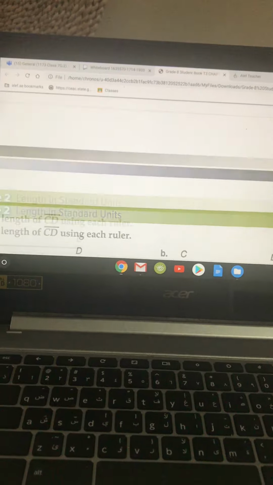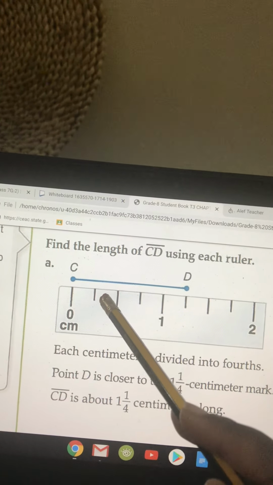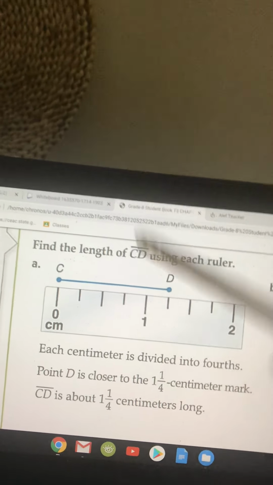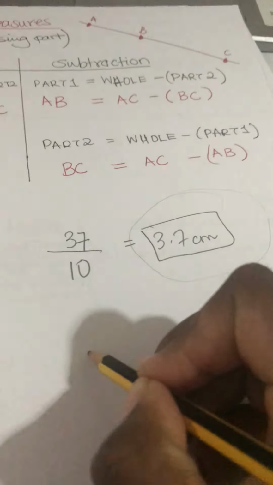I want to find another one. Yes, let me use this one. Let me do both. All right, so how many spaces from 0 to 1? Let's count: 1, 2, 3, 4. So you write 4 at the bottom.